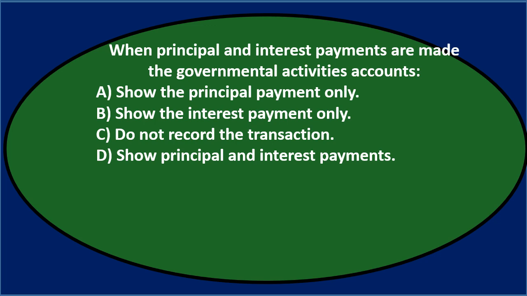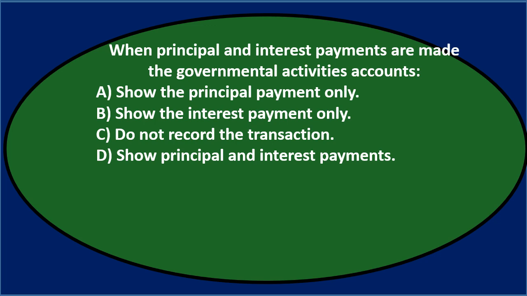Whenever we think about recording transactions, we want to think: are we on the government-wide activities, the entity as a whole, on an accrual basis, or on the fund accounting, possibly the largest fund, governmental funds, on a modified accrual basis? Here we're in the governmental activities, the entity as a whole, so that's the normal type of accrual basis. When principal and interest payments are made under normal accrual accounting, we would record both of them. We would credit cash, debit interest expense, and debit the bonds payable, you would think. So knowing that, let's go through this.